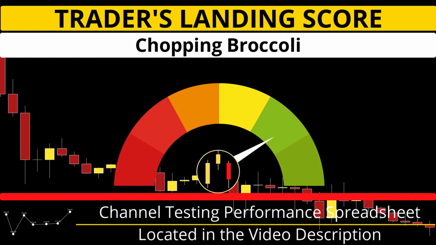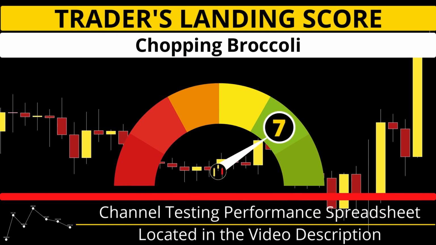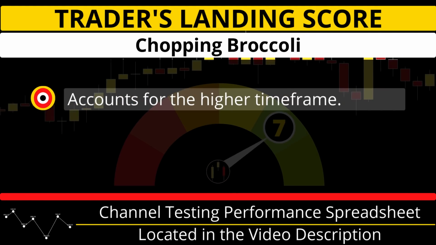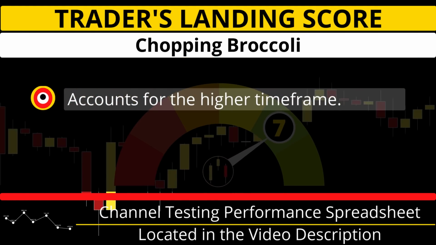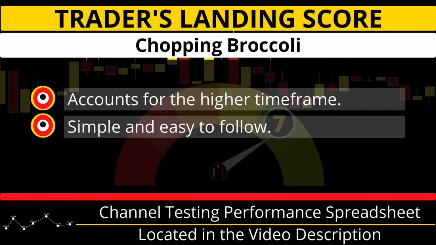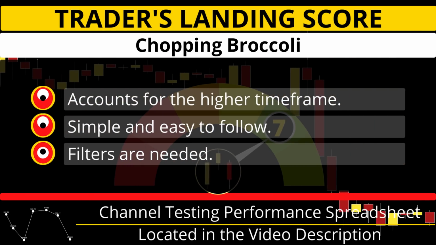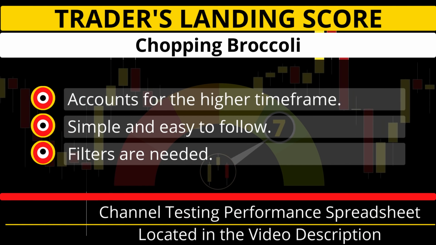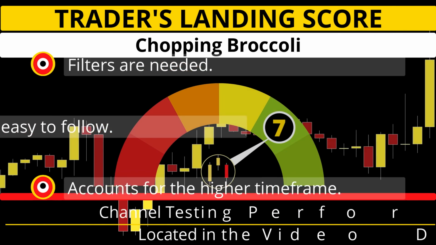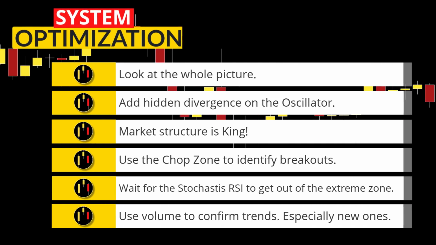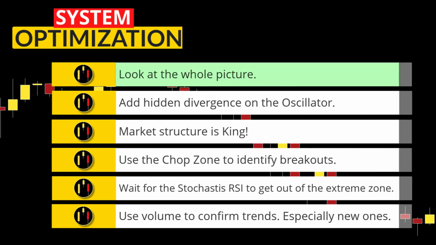I give this system a trader's landing score of 7 for the following reasons. First, this strategy accounts for higher time frame trending phases, and 2, it is a simple and easy system to follow. However, this system is missing some simple and obvious filters to remove conspicuous losing setups. Remember, the enemy of great is good. I have 6 ideas on how we can improve this system.